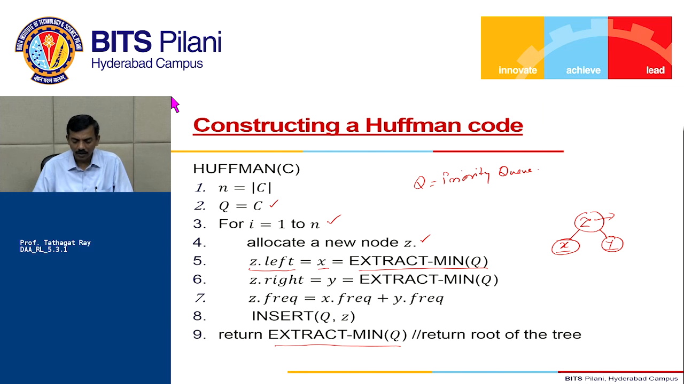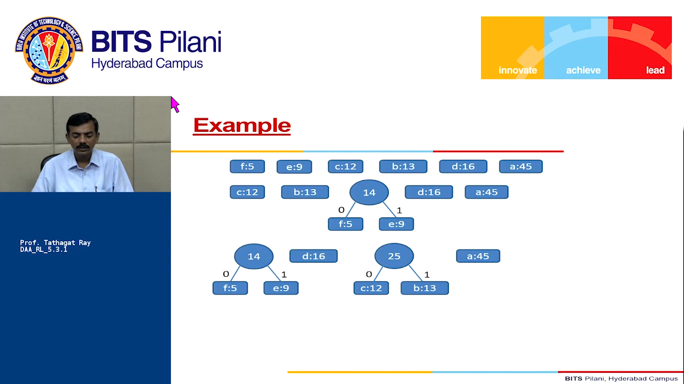Let's see how this becomes the root of the tree. So let's take an example, the same example we are using. The least frequent character is F; recall, it has 5000 frequency. The next least frequent character is E, which has 9000 frequency. So this is sorted in increasing order of frequency, and that's your priority queue.